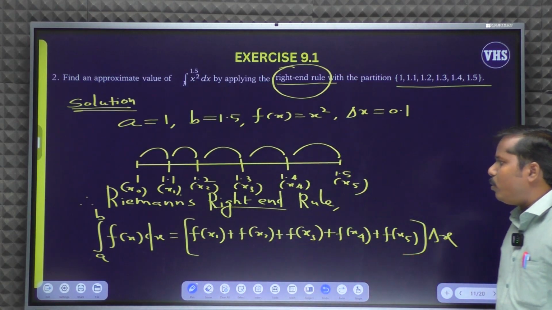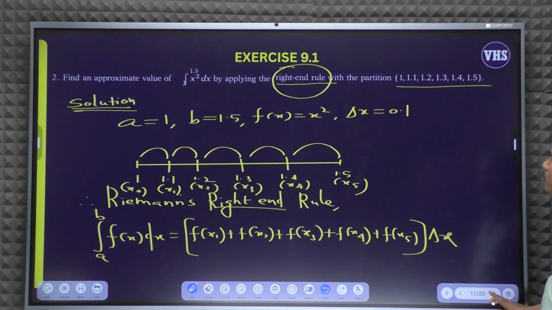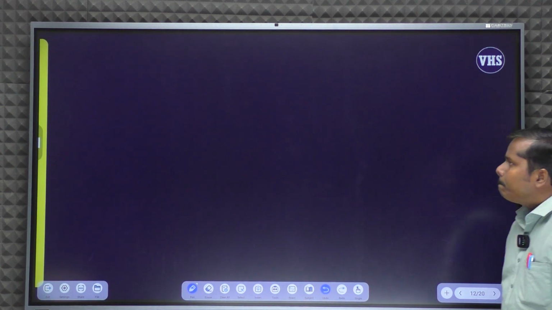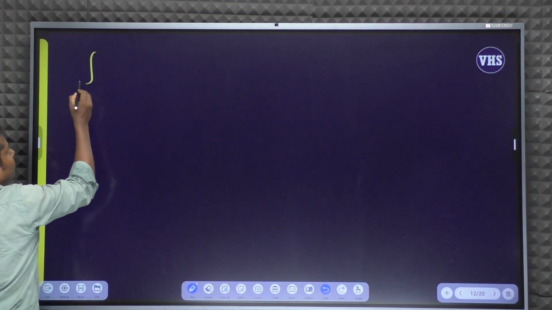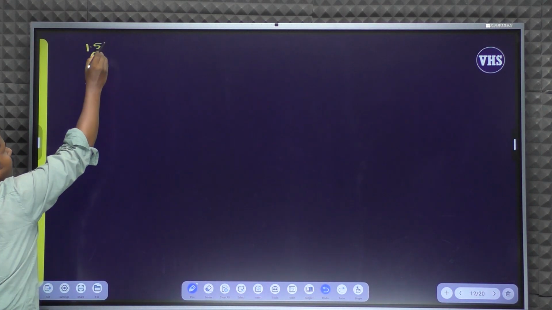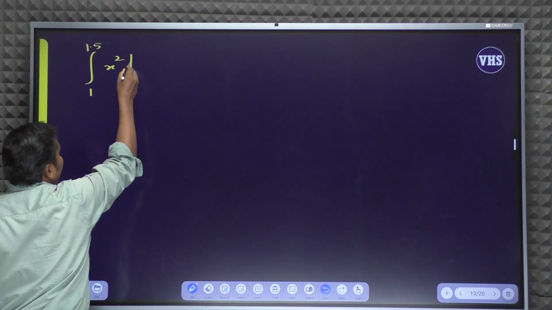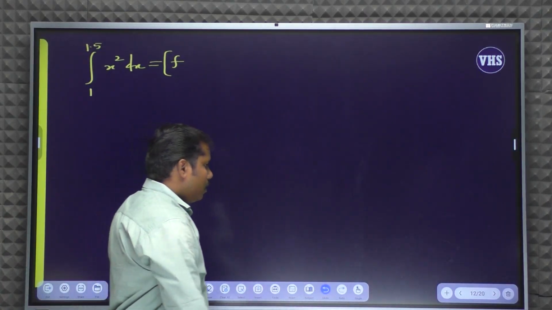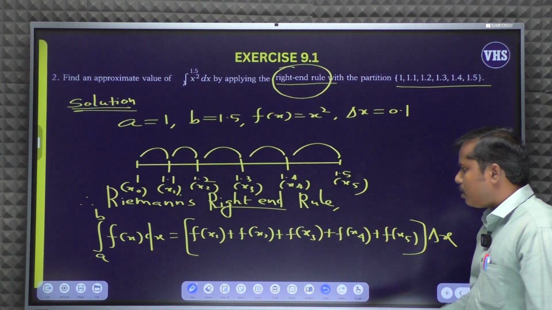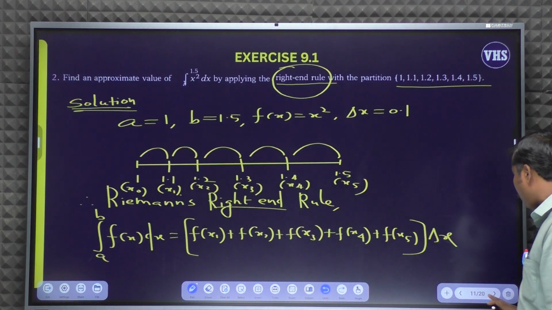Now next step is purely substitution. Substitute for a, b, f of x, purely substitution. Let's go to the next page. So integral 1 to 1.5. What is our f of x here? x squared dx, which is nothing but f of, what is the first value we need to start with? x1. What is x1? 1.1. Till 1.5 you should go.